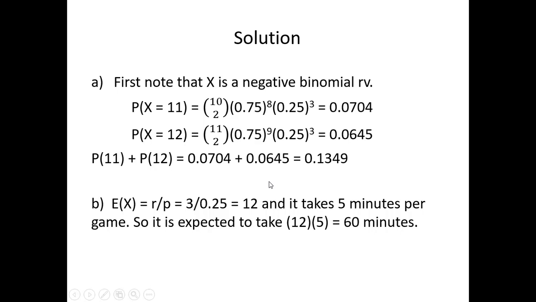To find the expected amount of time, we need to figure out the expected number of games. So we have this nice simple formula for the negative binomial. E of X is r over p. In this case, it's 3 over 0.25, which works out to 12. It takes 5 minutes per game. So the expected time would be 12 times 5, or 60 minutes.